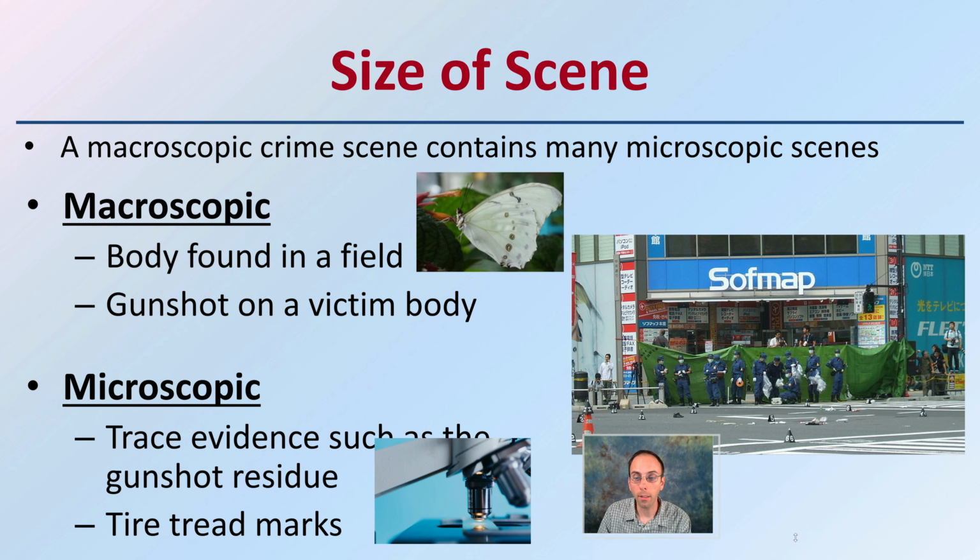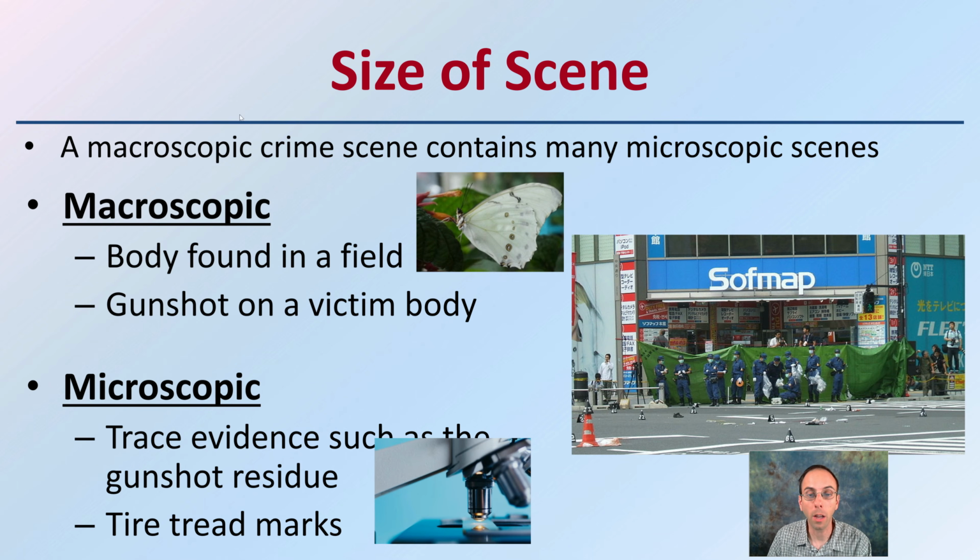We could look into the size of the scene in general. Keep in mind that there can be everything from the macroscopic down to the microscopic. A macroscopic scene contains many microscopic scenes within it. The macroscopic is basically where the body is found in a field, a gunshot to a victim, something we can see very easily. Microscopic is trace evidence such as gunshot residue, tire tread marks, or the whole host of trace evidence that we could be investigating. So we want to be mindful of the large scale items, but also not forget about the small scale items as well.